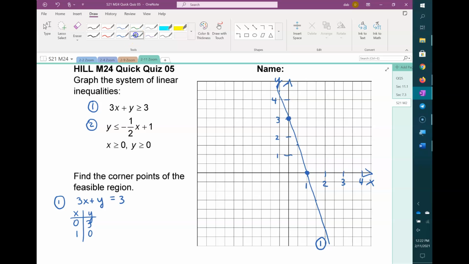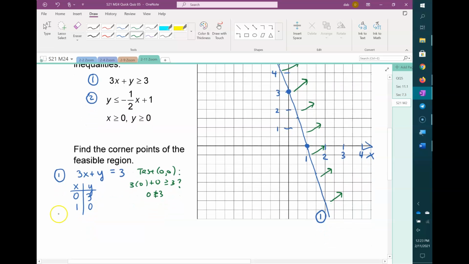Then I need to shade one side. So I'm going to test 0, 0 in the inequality and ask, is it true or not? Does 3 times 0 plus 0 come out bigger than 3? It's not true. So I need to shade away from 0, 0. You can either shade or use the arrows. You'll see when you get a lot of lines going on, the arrows can be easier to follow along than the shading.